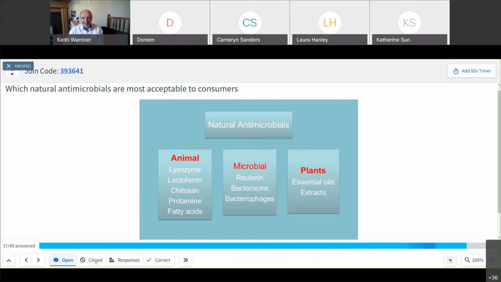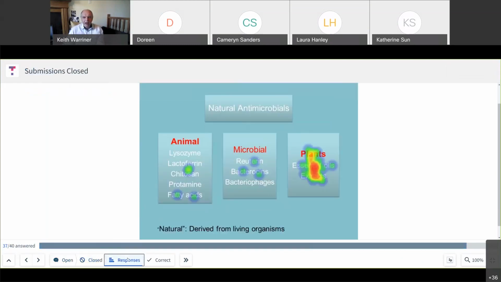So we'll just see what everyone thinks, see what's acceptable. That's interesting, and he's very right. Consumers like plant-derived. They look at plants as a harmless, natural source of lots of things, including antimicrobials. Obviously, people get put off animals because of this.